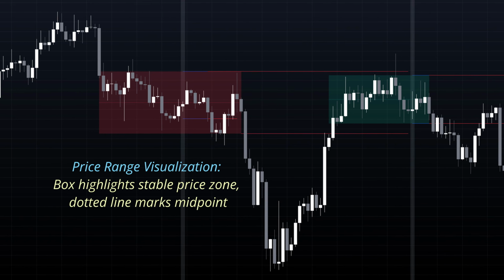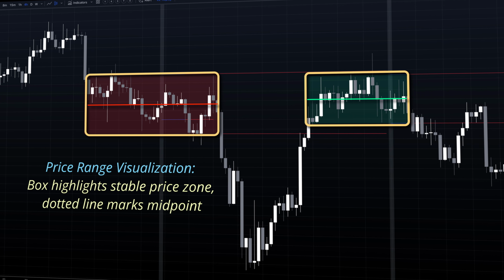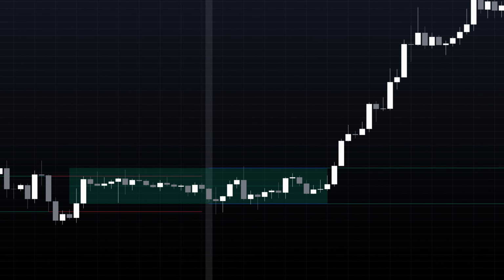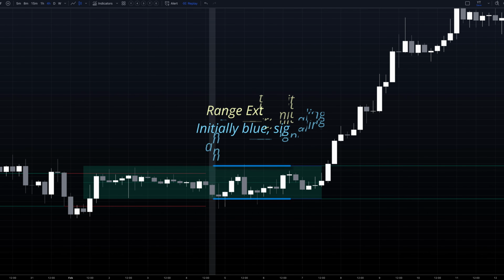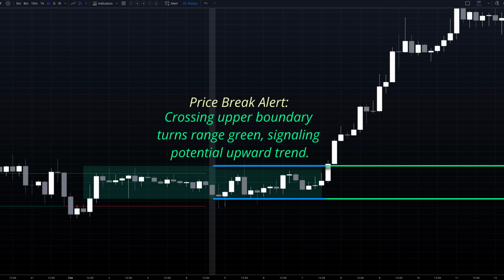When prices remain within a consistent range, the indicator draws a box representing that range and marks its midpoint with a dotted line. The visual representation changes dynamically based on price action. Initially, range extremities appear in blue, indicating an unbroken range. If the price breaks above the upper boundary, the range turns green, signaling a potential upward trend.